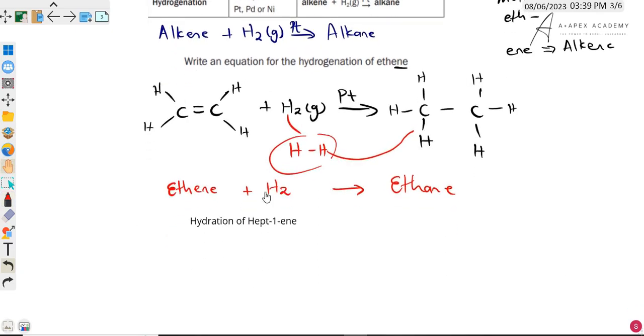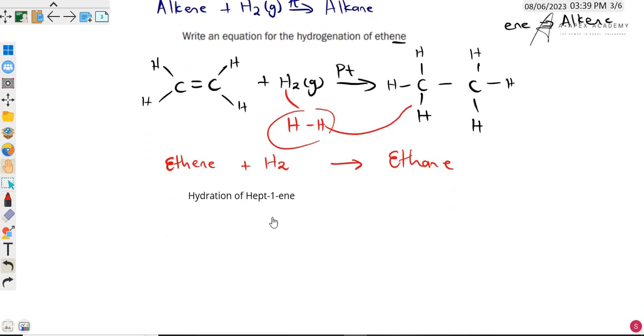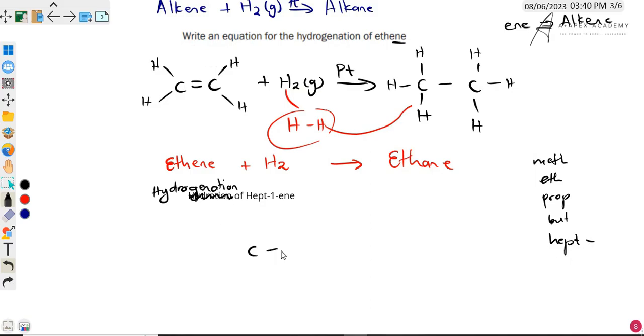So let us look at the next example. Okay, let us quickly correct this. It's not hydration, it's hydrogenation. So we're hydrogenating heptane now. Hydrogenation of heptane, but remember the one there represents the position of the double bond. Now if we continue with our list, we had meth, eth, prop, but, and then hept, which is 5. Remember hept comes from a heptagon. So we have 5 carbon atoms there.